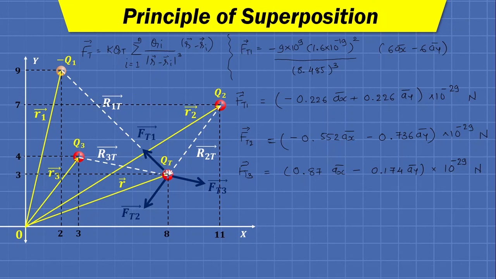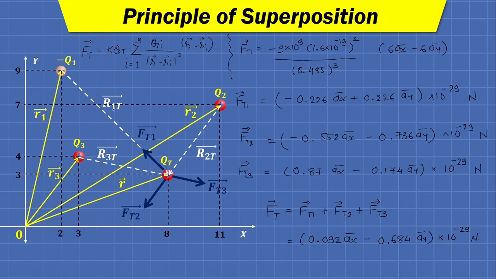And now the net force on Qt, so Ft bar, is nothing but the vector sum of these three individual forces. So Ft1 bar plus Ft2 bar plus Ft3 bar, and doing so you will find 0.092 ax bar minus 0.684 ay bar, whole multiplied by 10 raised to minus 29 Newton.